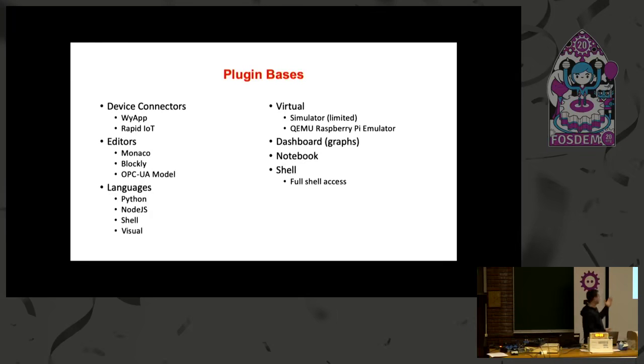For the moment, we can support Raspberry Pi-like devices, so anything that runs Linux. We can support an NXP chip called Rapid IoT. As editors, we support Monaco, Google Blockly for Python, and we had an industrial project and we needed OPC UA, so we built an OPC UA model editor. As languages, we have Python, Node.js, Shell, and the visual programming language, but it's extensible, so adding a language is just writing another plugin. We have the simulators and emulators.